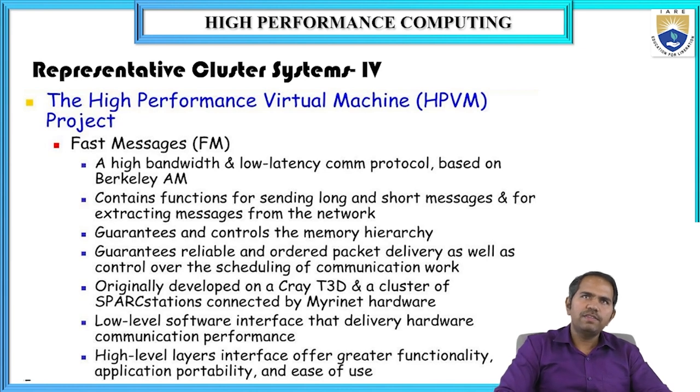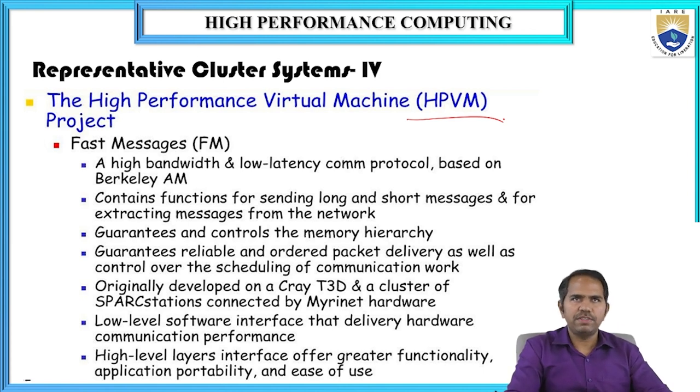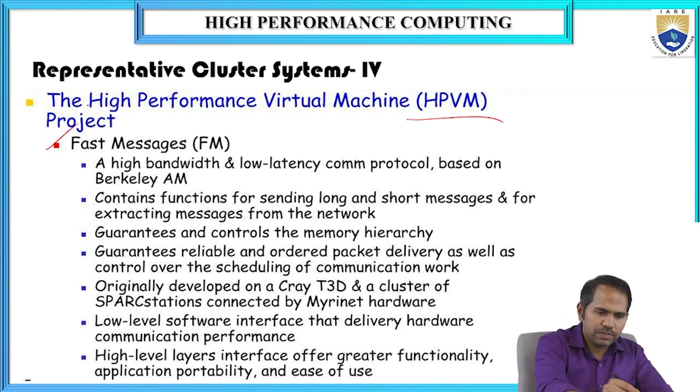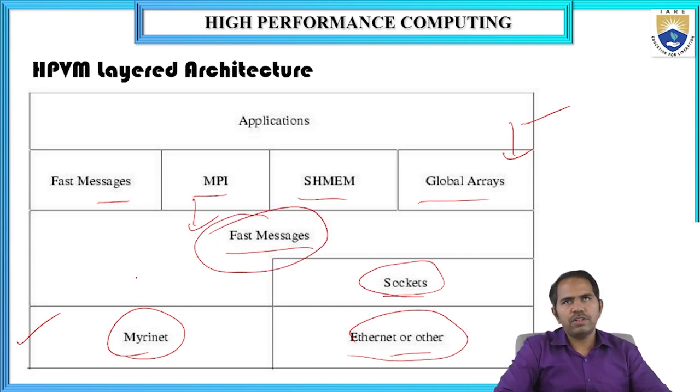The next representative cluster system, the fourth one, is the high performance virtual machine, with fast messages. Fast messages play the key role in the previous layered architecture. What are the major things we will see in fast messages?